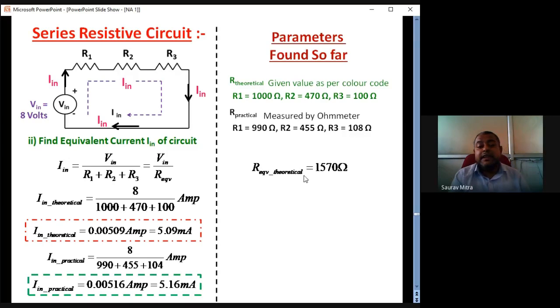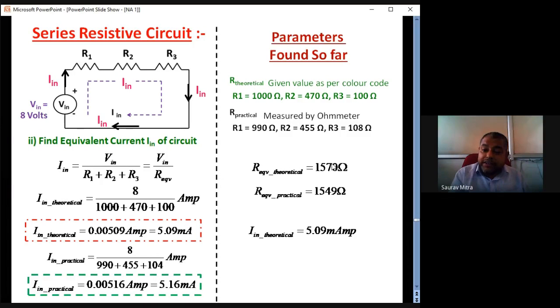So R equivalent theoretical, that is 1000, 470, 100, should be 1570, and R equivalent practical, that is 990 plus 455 plus 104, should be 1549. So the conclusion is, due to the tolerance, the actual value of equivalent resistance has reduced by 21 ohm. This is what tolerance is doing to the circuit. Initially it was 1570, the theoretical R equivalent, but practically when you measure it by ohm meter, you might find some deviation from the actual 1570 value.